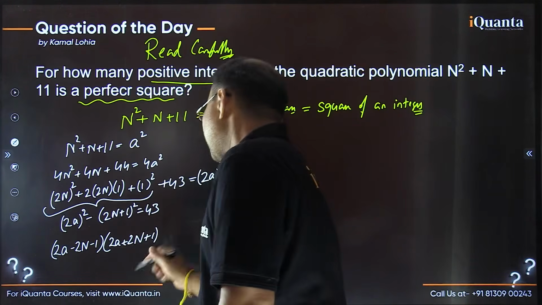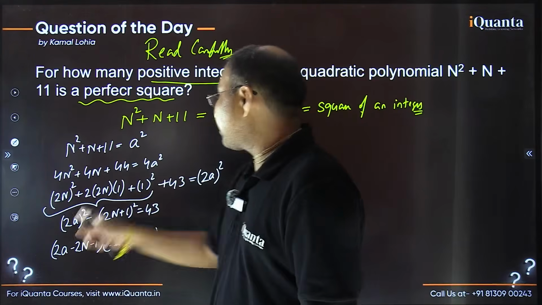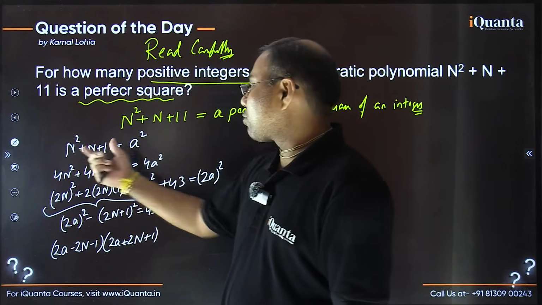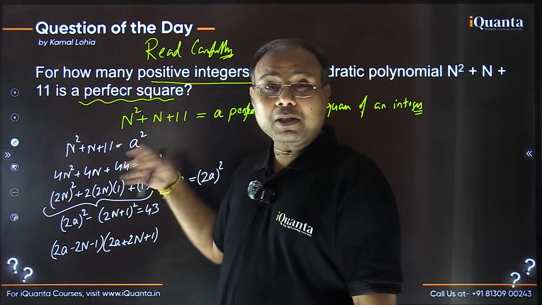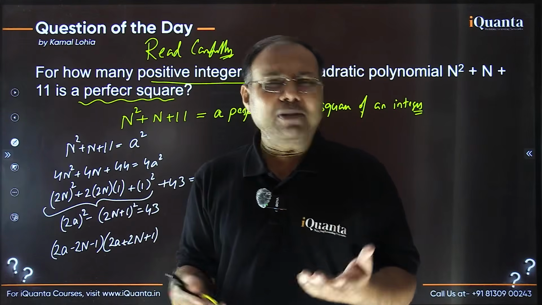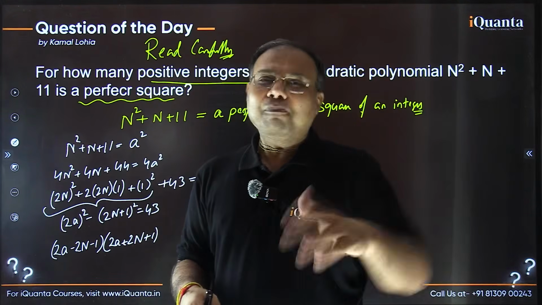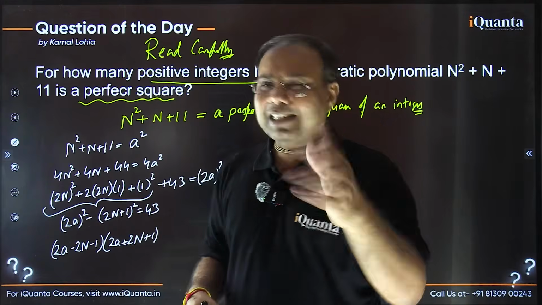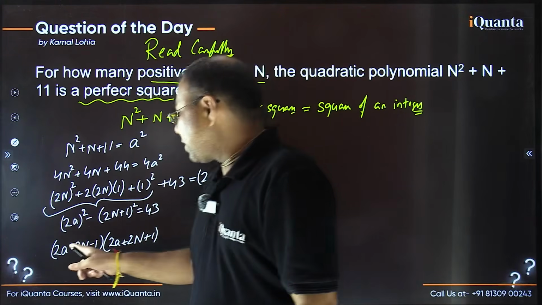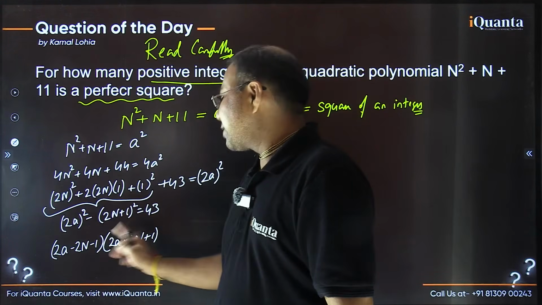Fine. Now this is a product of two integers. Remember a was an integer here. So we are talking about a perfect square, so the square of an integer or the square of a positive integer. The square of an integer could be the square of a negative integer also. It could be of a positive one also, right? So let's consider a to be positive only. So this is positive, this is positive. Okay, let us look at this first.